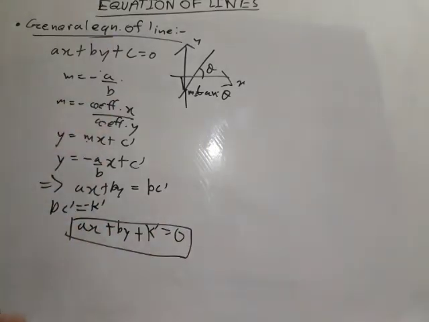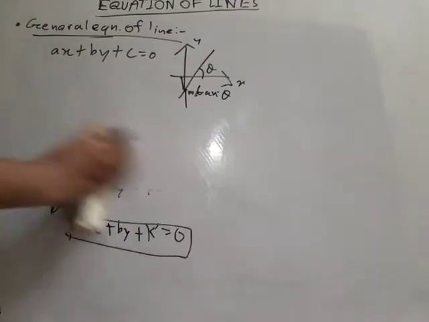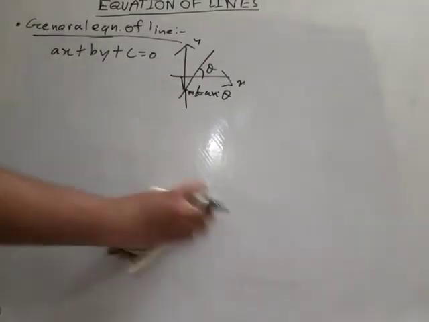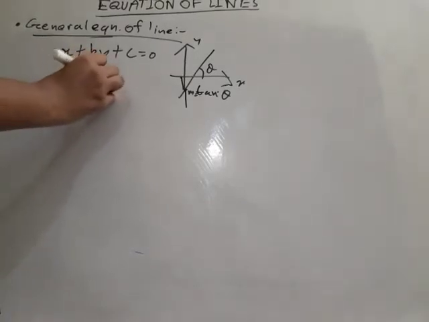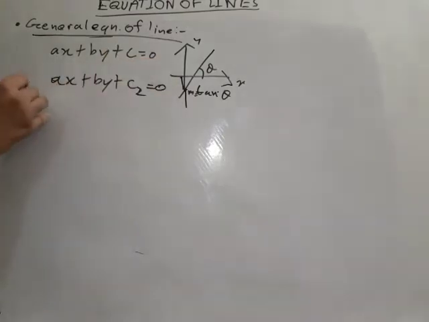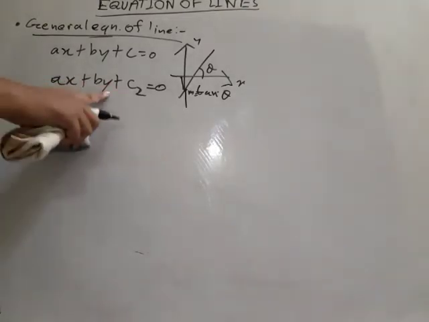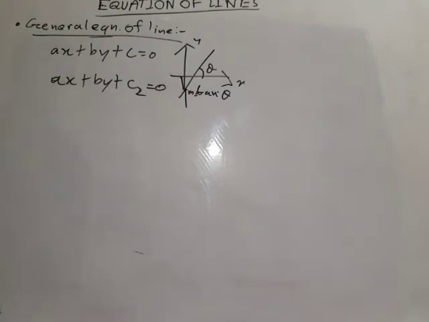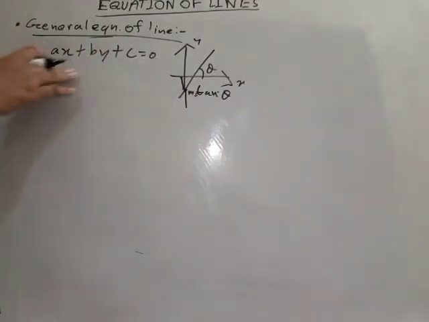So any line which is parallel to our given line will have the equation like this: ax plus by plus c2 equal to 0. The equation will be like this. Only the constant term which is not related to x or y will be changed. Now what if we have to find the line perpendicular to this line?